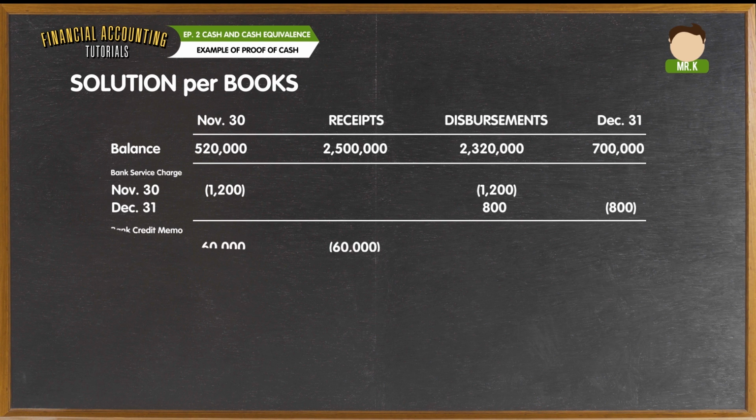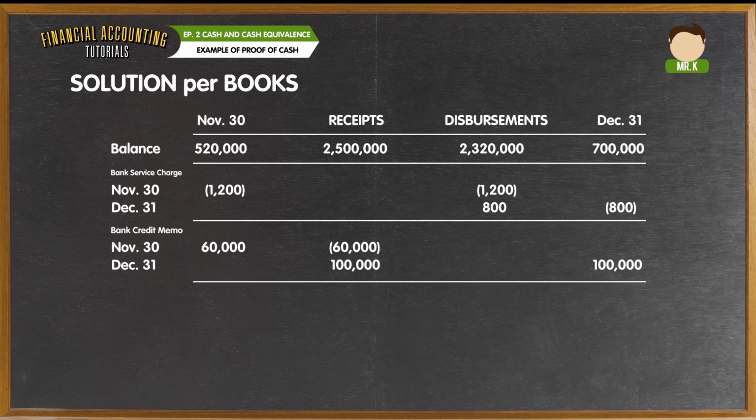Bank credit memos are additions to your account from the collection of banks from customers. In the first column, we need to add it so that it will not be understated. Then, subtract from the receipts column since it is a transaction from November 30. For the current month, we need to add it in the receipts column and December 31 column as well.